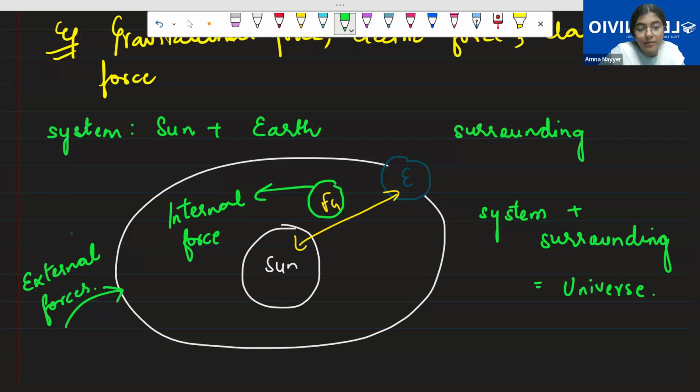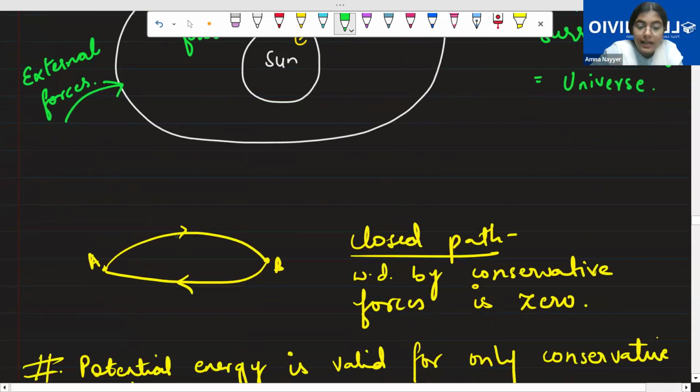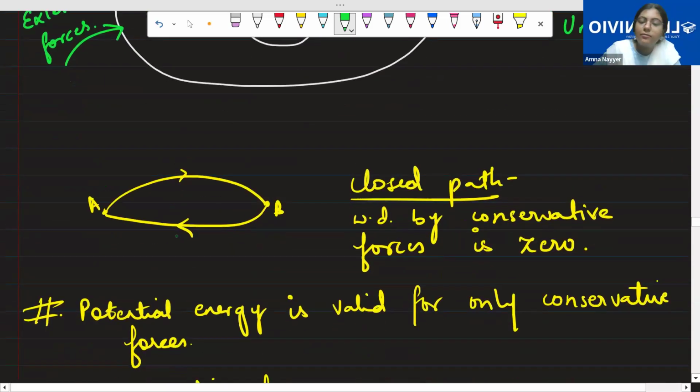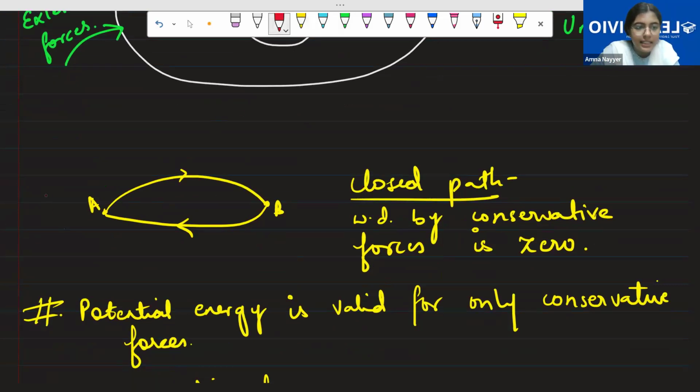Now, work done is based on the external forces, not the internal forces. Okay, this I'll tell you again. This part of work done I'll relate again. Also remember, for a closed path, the work done will be zero when you're calculating. A closed path means the initial point and final point are the same. The body goes from A to B, B to A. Work done by the conservative force is zero in a closed path. This is known as a closed cycle also, or the term closed path is also used for it.